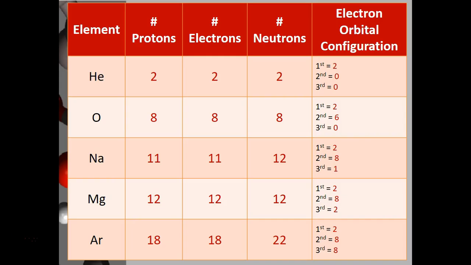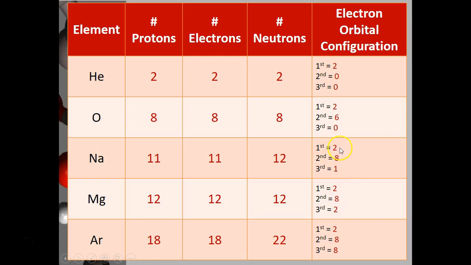Alright, now that you've tried it yourself, you should have come up with numbers that look like this. All of your protons should be the same number as your electrons, right, because we're dealing with neutral atoms. Your number of neutrons was your atomic mass, rounded to the nearest whole number, minus the number of protons, so for sodium you get 12, magnesium you get 12, argon you get 22. And then we fill your electron orbitals, right?